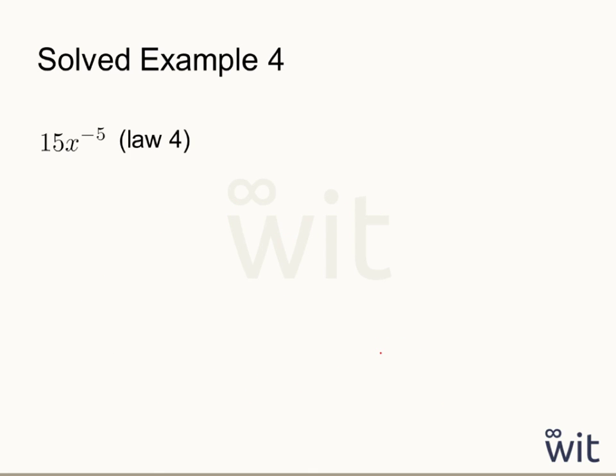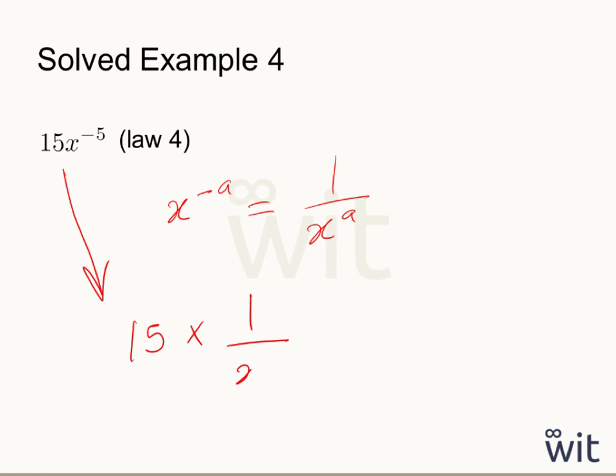Let's go ahead to the fourth one. For the fourth law of indices, let's also recall that if you have a value x raised to the power of minus a, then that will be 1 all over x raised to the power a. And we went ahead to solve a problem on that. So you have 15 times 1 over x raised to the power of 5, which will be equal to 15 over x raised to the power of 5. And that's our answer.